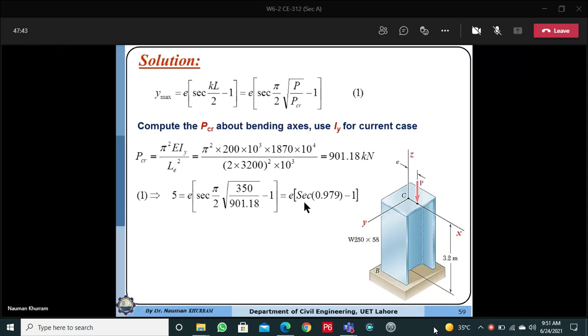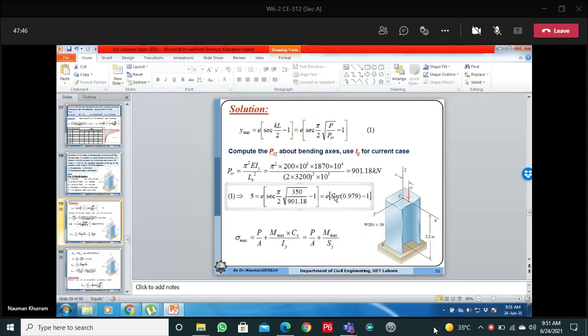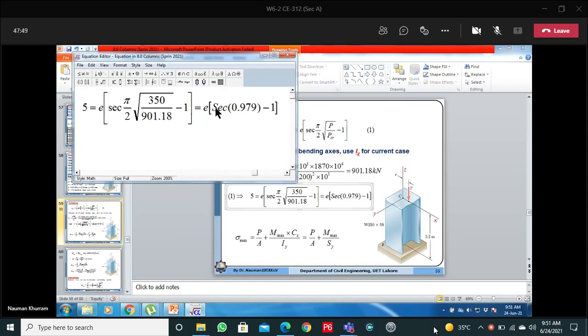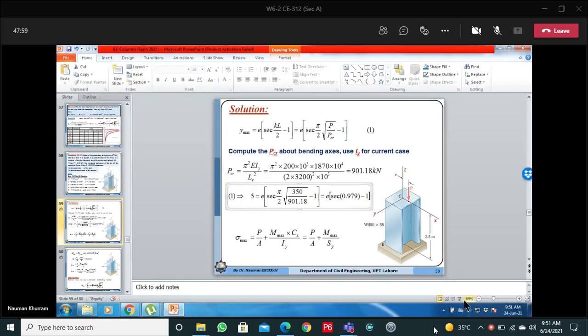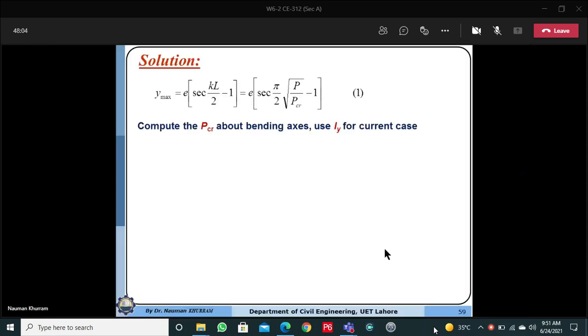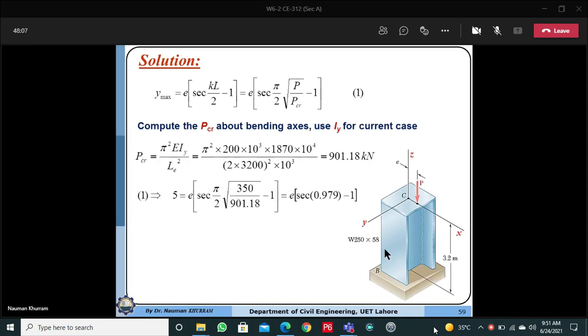So let me simplify. The S in secant should be small. So when you are determining this E value, make sure that your calculator is in the radian mode. So here I left the solution for you. You could solve this on the calculator and determine the E value.